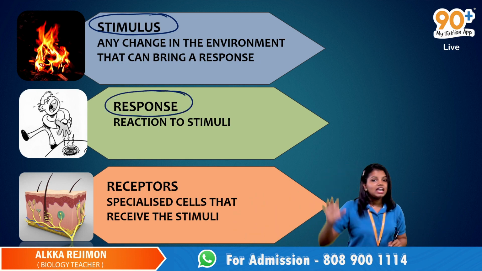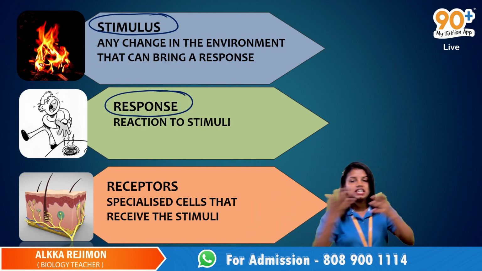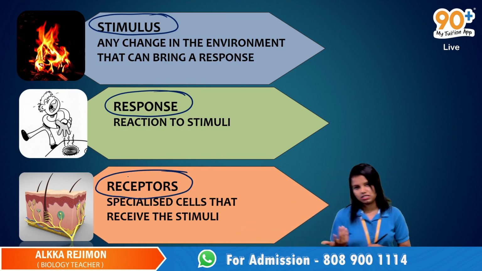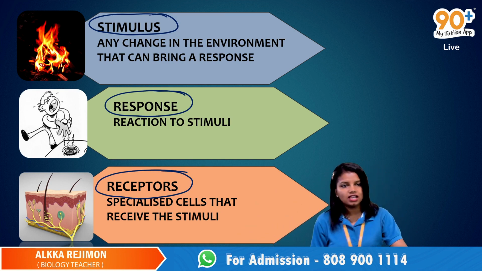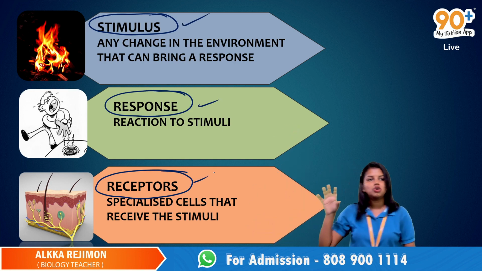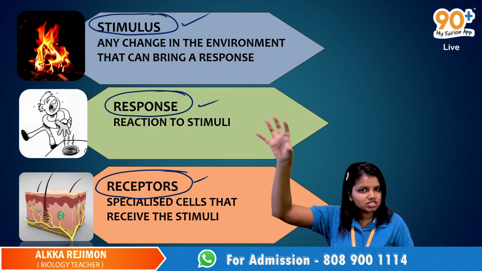And finally, these stimuli are basically taken into the body through our receptors that we have already discussed. So receptors are some specialized cells which receive the stimuli, and all these three terms are very important, and you should always know the differences between each and every term. So there is the stimulus.